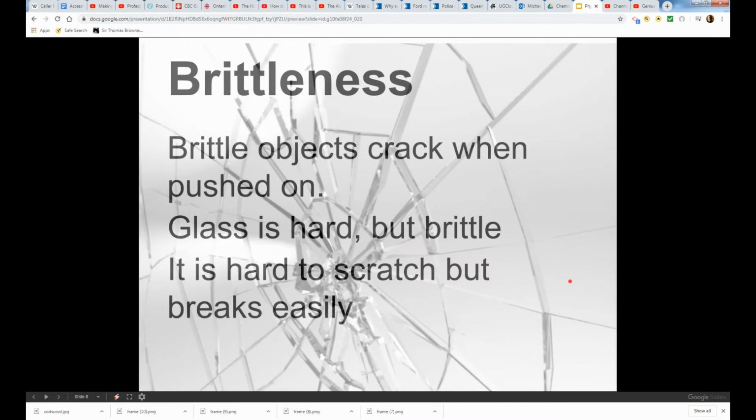Brittleness, they crack when they're pushed on. Glass is hard, but it's brittle. It's hard to scratch glass, but it'll break very easily. None of these definitions will you ever be asked to define it on its own. You'll just compare two of them, like malleable and ductile.